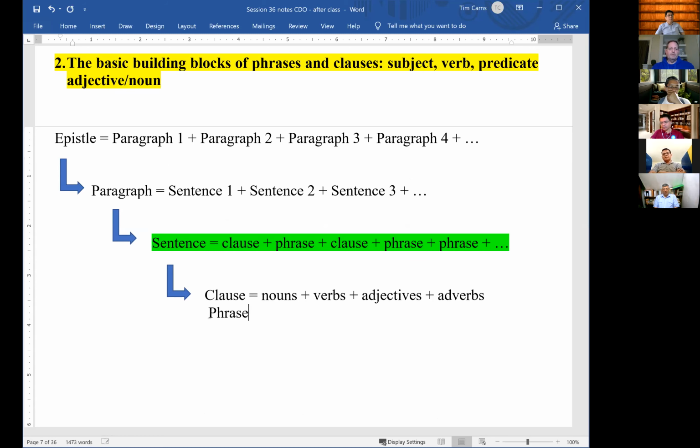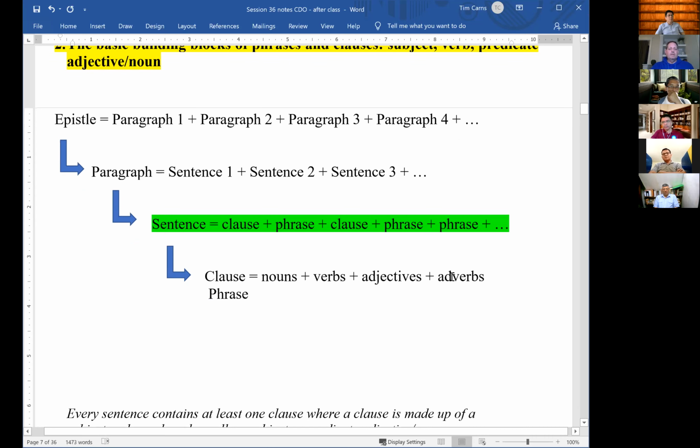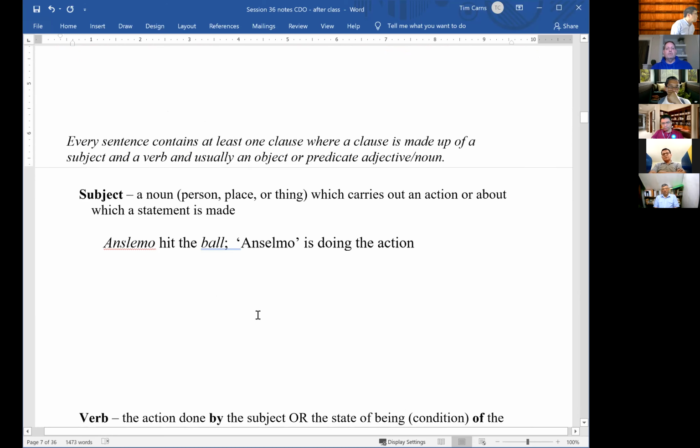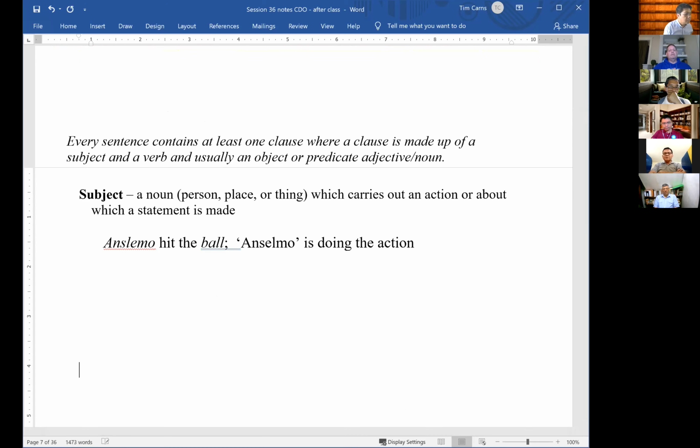Yeah, or a phrase. I'll talk about the distinction of that in a minute. They don't have to be made up of all these building blocks, but at least some of the four. Now, a sentence is made up of these clauses and phrases. And again, remember, each sentence contains at least one clause. If you do not have a clause, you do not have a sentence. Well, what is a clause? A clause is made up of a subject and verb.